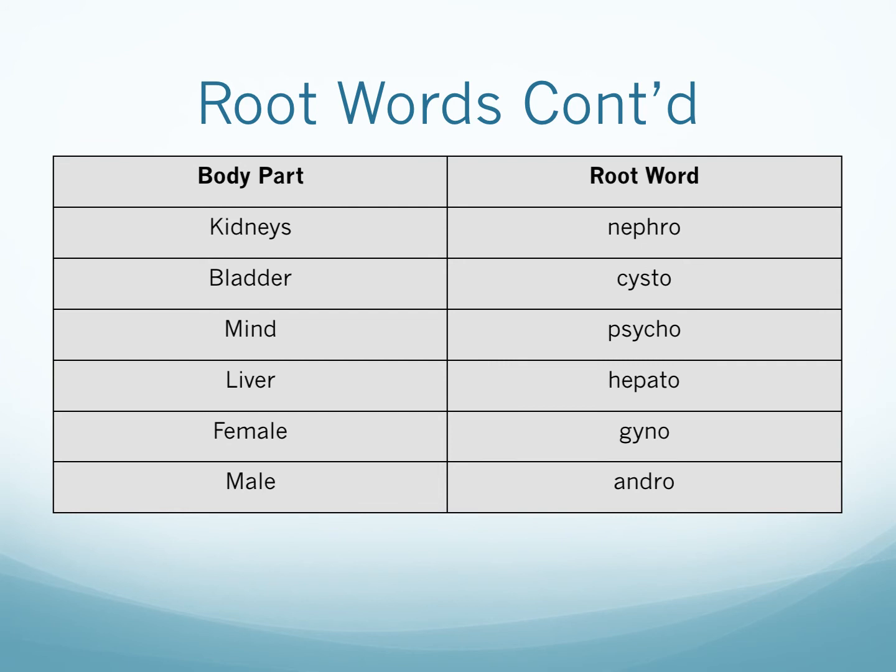Kidneys are nephro. The bladder is called cysto. Psycho is used for the mind. Hepato is used for liver. Female is referred to as gyno, and male is andro.